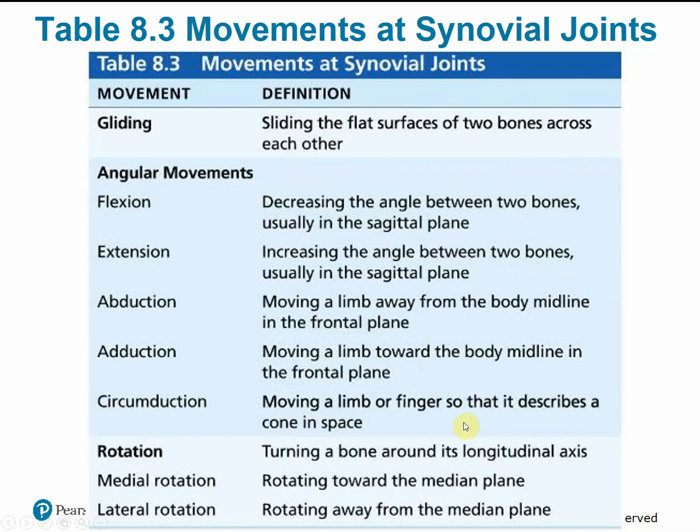Circumduction is moving the arm or leg or finger in small circles so that it describes a cone in space. And rotational movements involve turning a bone on the longitudinal axis. So we could have a medial rotation toward the midline or a lateral rotation away from the midline.